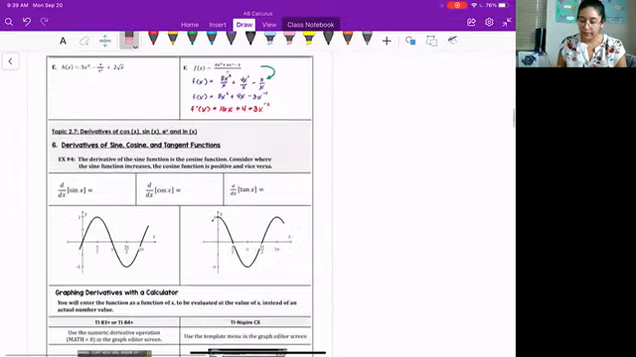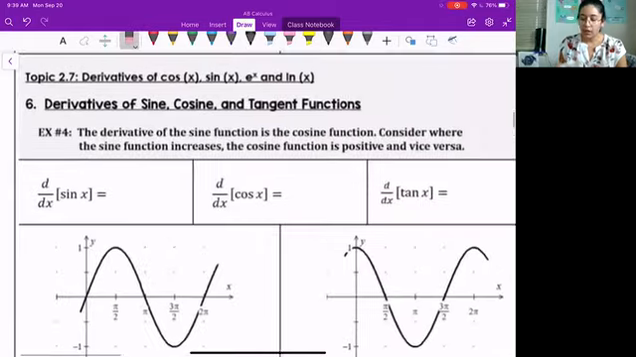Okie doke. So let's go back here. Okay, so now I just want to tell you guys some other basic derivatives that you'll have to have memorized.